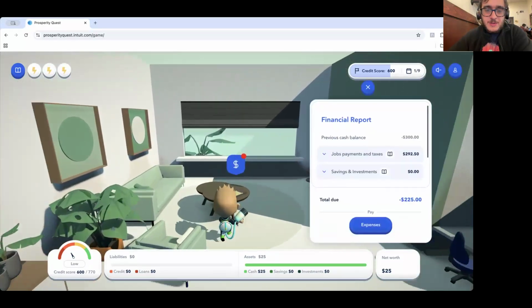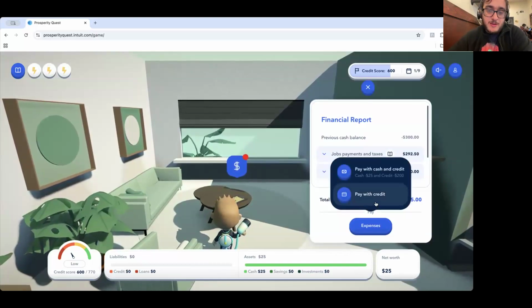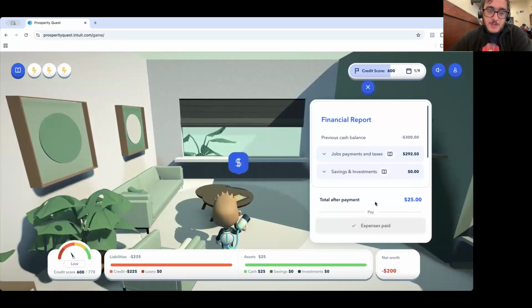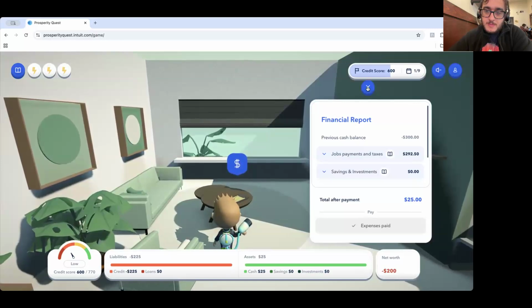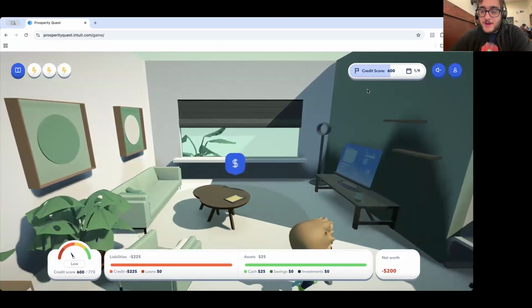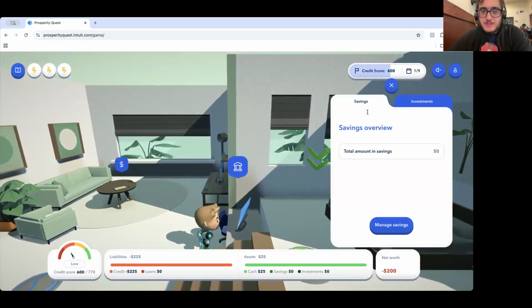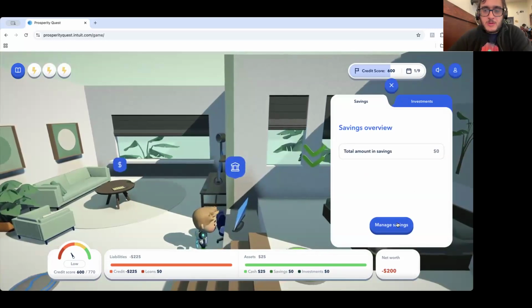The first thing I do is go here to pay my bills. So it's pay expenses. I'm going to pay with credit first. And then exit out. The reason I'm paying with credit is because I want to improve my credit score and I want to pay the debt down. If I only paid cash each round, I'm not going to improve my credit score.